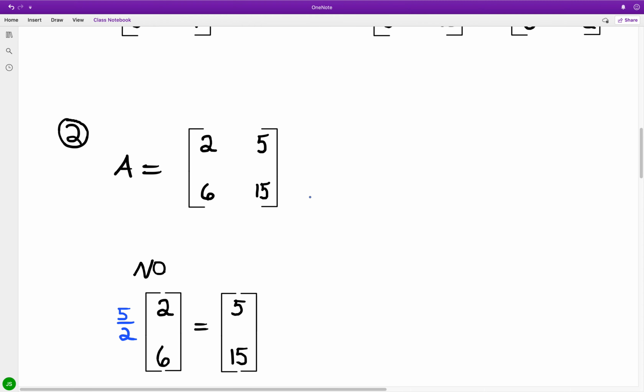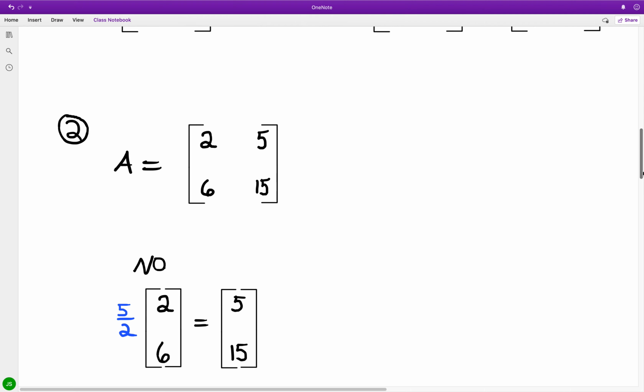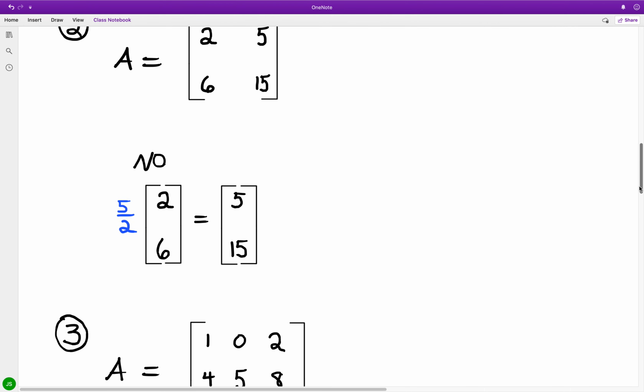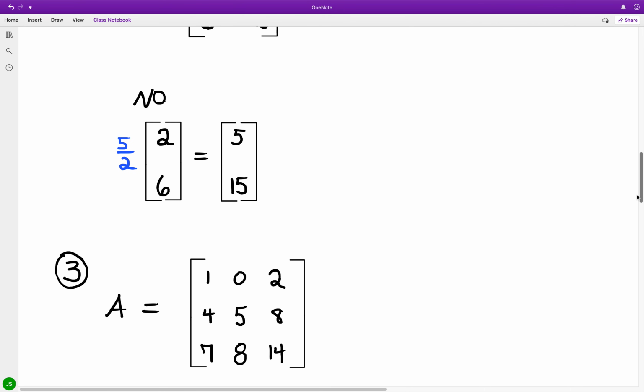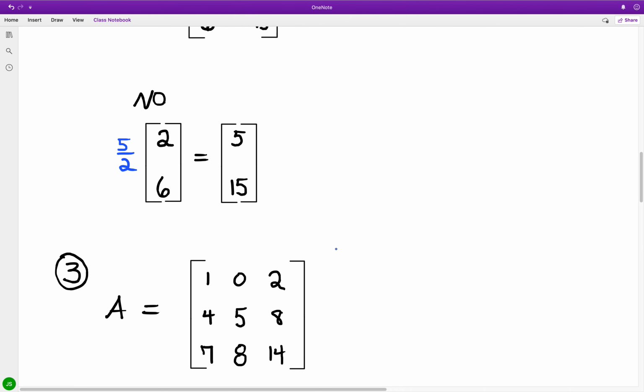And of course, with this particular square matrix, if I took the product of the diagonals, 2 times 15 is 30. Well, guess what? 5 times 6 is also 30. And 30 minus 30 is 0. And division by 0 does not belong in the real number system. Now, if we look into the next item, we have a 3 by 3 square matrix.